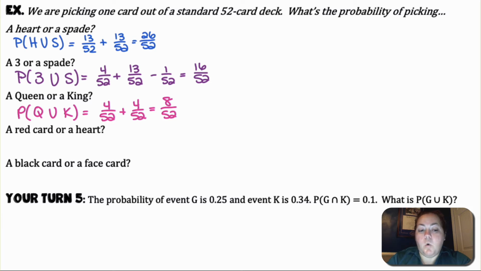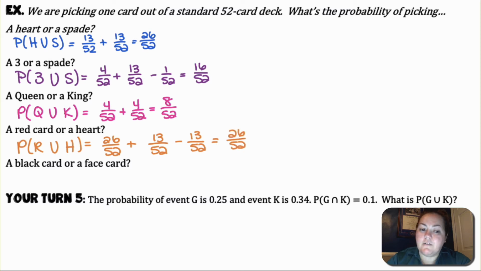A red card or a heart. So half of my cards are red, so 26 out of 52. Plus hearts, I have 13 out of 52. Minus hearts are red. All hearts are red. So minus 13 out of 52, which just leaves me with 26 out of 52.